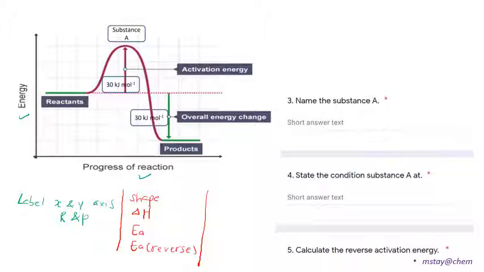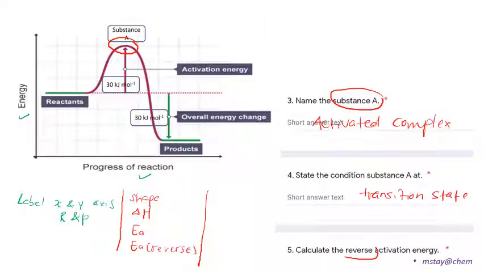Okay, question number 3, name the substance A. So the substance at the so-called peak of this diagram is the activated complex. If the question asks what is the condition of the substance A, we will say that it is the transition state. Okay, state the condition of substance A, like we just mentioned, is the transition state.